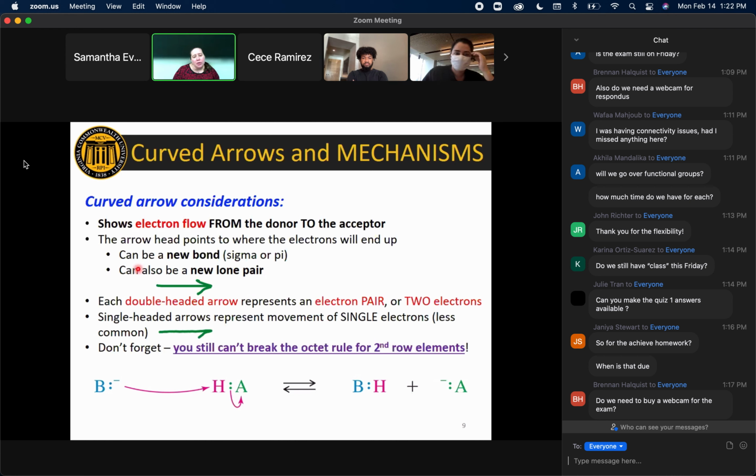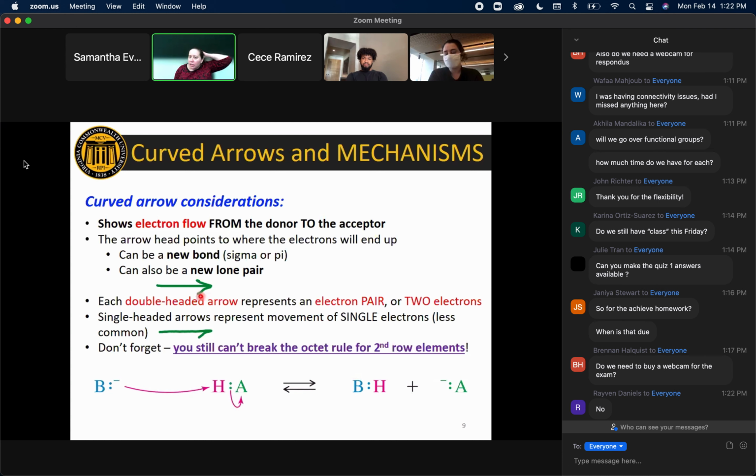So by convention, we're going to use standard arrows. Of course, this one looks straight because I was not drawing it very well, but if this were curved, the double head of this arrow, the fact that this looks like a traditional arrow with both sides of the arrowhead present, that represents an electron pair. So two electrons moving around together. And this is the normal, most common way for electrons to move in organic chemistry. Most of the time, our electrons are going to move together as pairs.